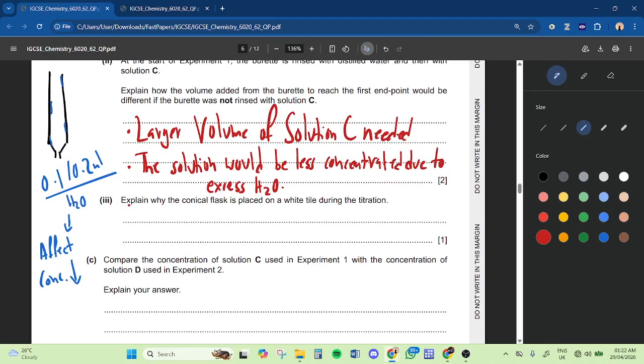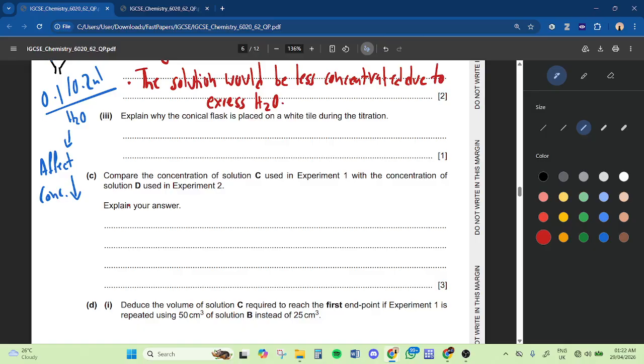Explain why the conical flask is placed on a white tile during the titration. So this is very simple. If you place it on a white tile, it's easier to see color better. So you're just going to mention very cleanly, very simply, to better observe the color change.